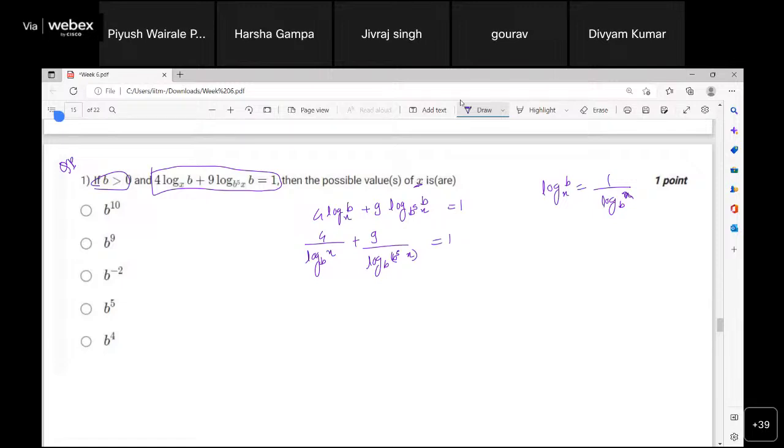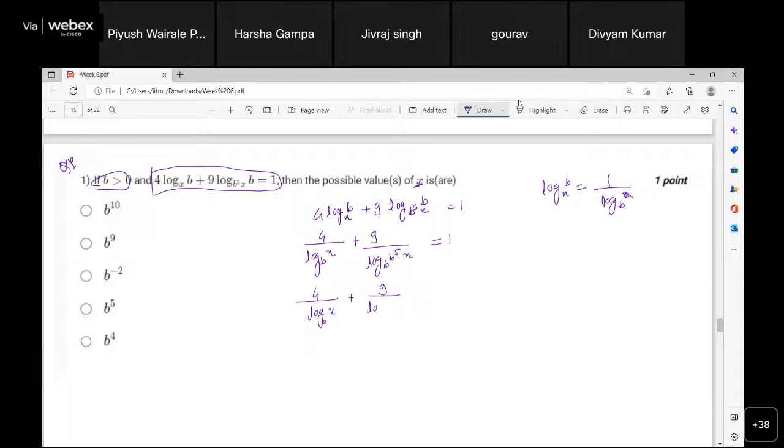Now we can apply the power rule. So it will come on this side: 4 log of x to the base b plus 9 log of b to the power 5x. Oh, no, that is not correct, right? It is b to the power 5 into x. It is not in the power. That is b to the power 5 into x.